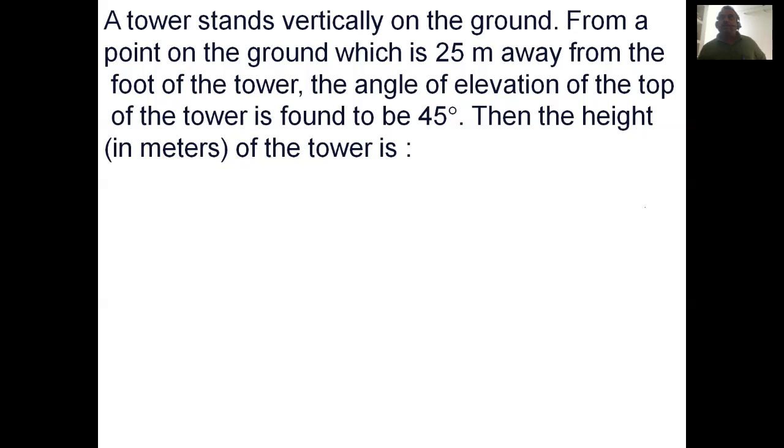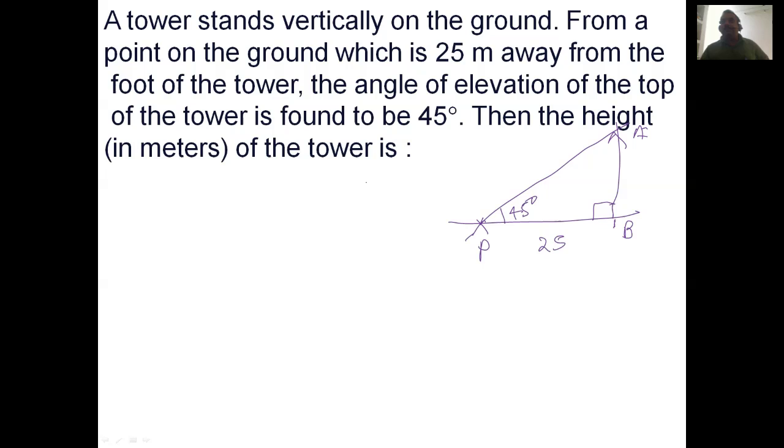Let us see this revision. The first question is: a tower stands vertically on the ground, from a point on the ground which is 25 meter away from the foot of the tower. Then see, this is a tower which is standing on the ground, means it is 90 degree with the ground, and at any point P the angle of elevation is 45 degree. See, this is the 45 degree, and the point P is this from the base. You can see this is AB. B is at a distance of 25 meter.